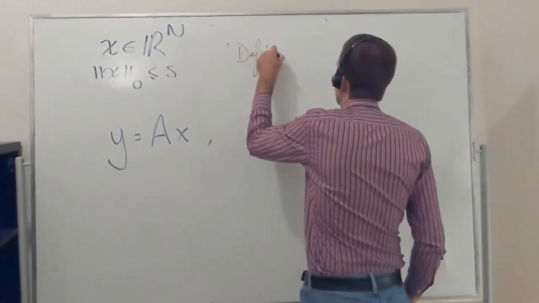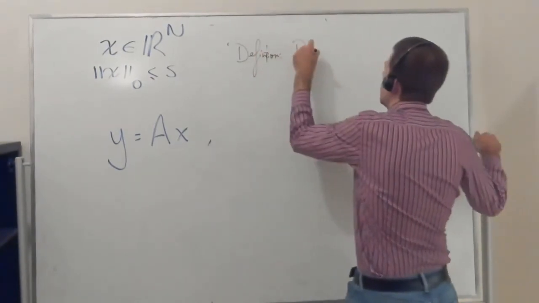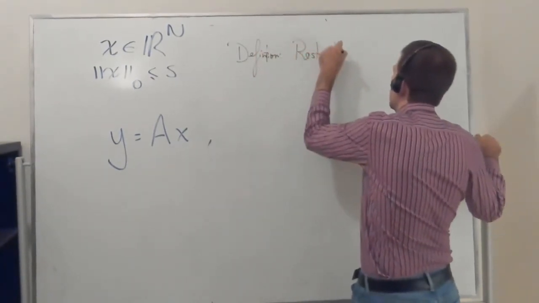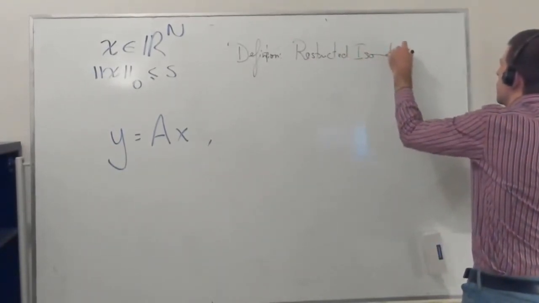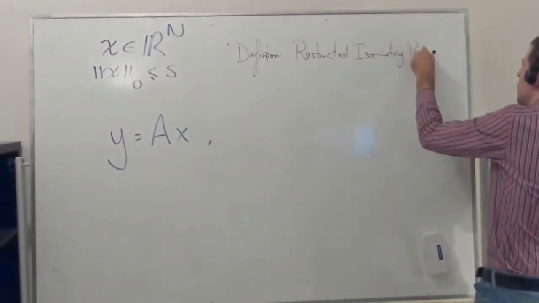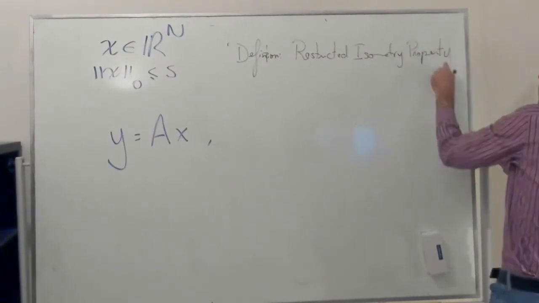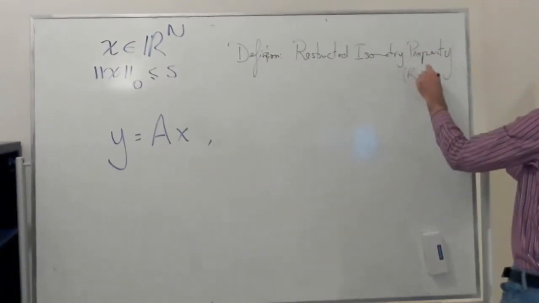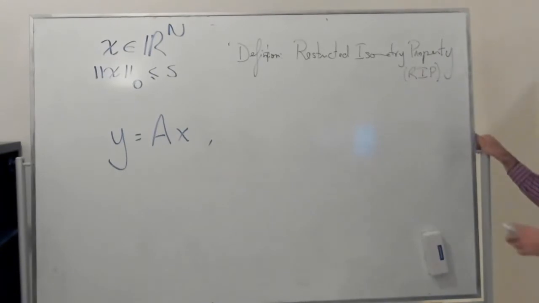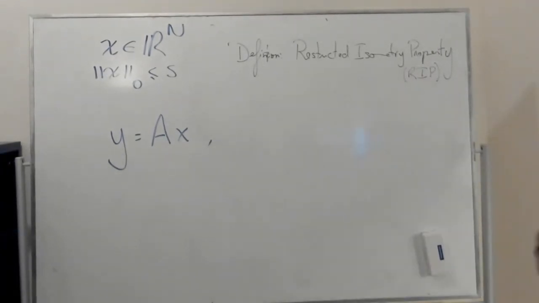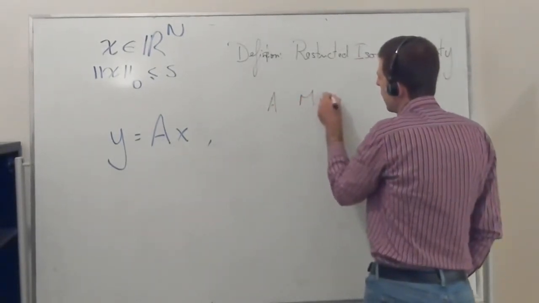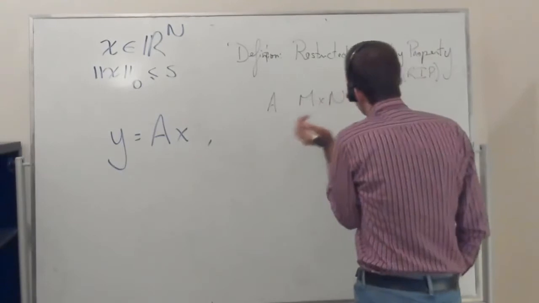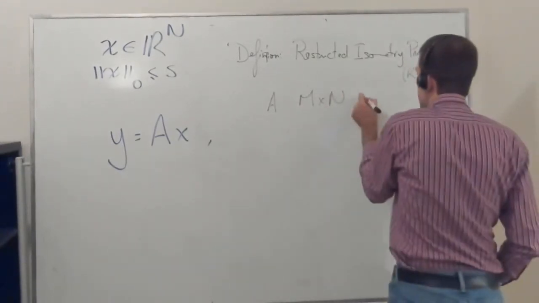Okay, so this is one of the most popular definitions related to compressed sensing. This is the restricted isometry property, also known as RIP. Okay, and it goes as follows. We say a matrix A, an M by N. I'm not specifying reals here because it doesn't really matter if it's a real or complex matrix.